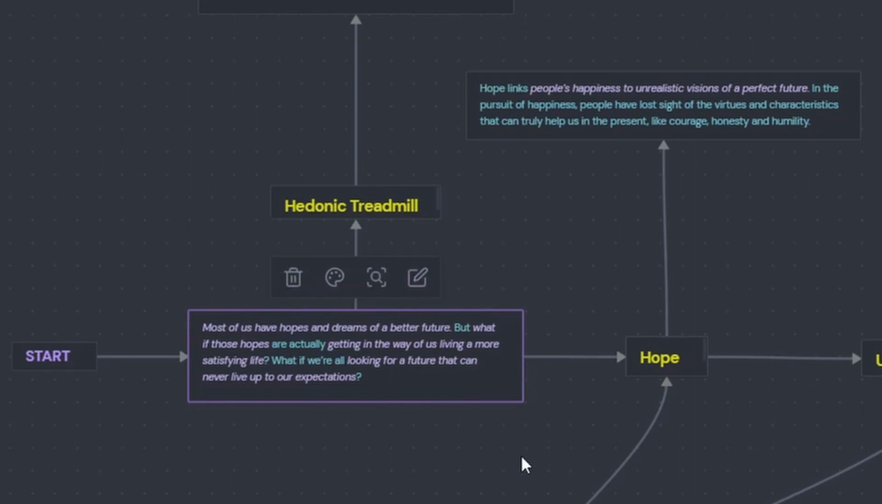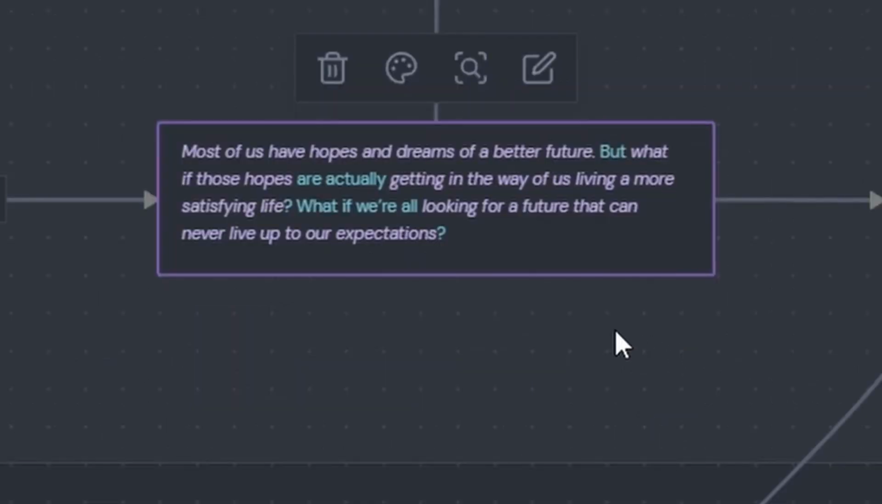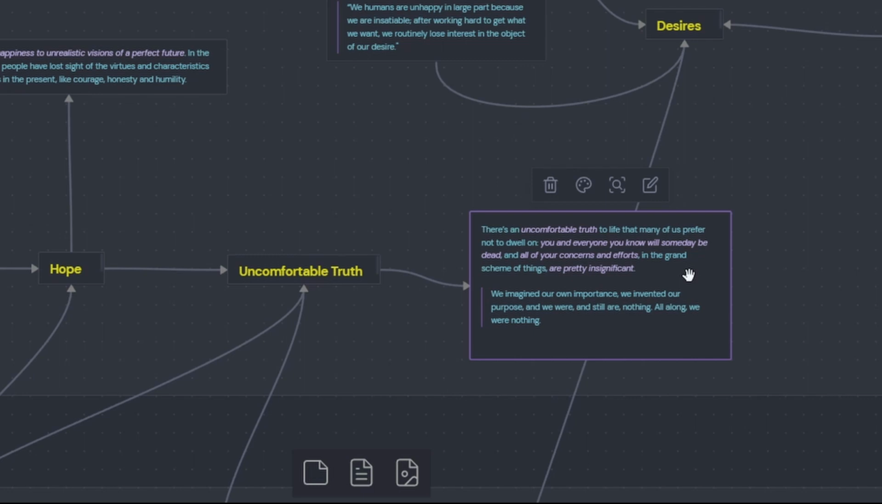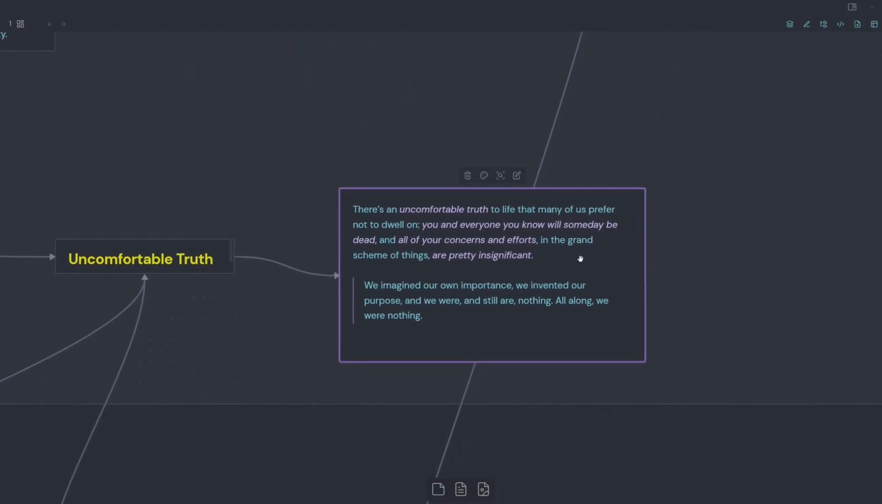Most of us have hopes and dreams of a better future. But what if those hopes are actually getting in the way of us living a more satisfying life? What if we're all looking for a future that can never live up to our expectations? This leads into 2 key words, hedonic treadmill and hope. And it's about the uncomfortable truth that many of us prefer not to dwell on. And that is that you and everyone you know will someday be dead, and all of your concerns and efforts in the grand scheme of things are pretty insignificant.